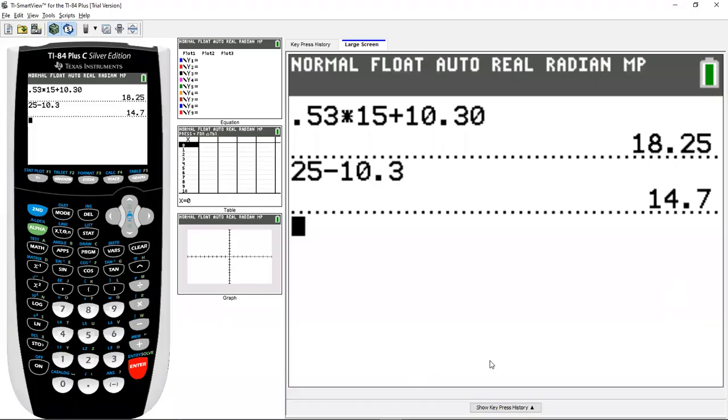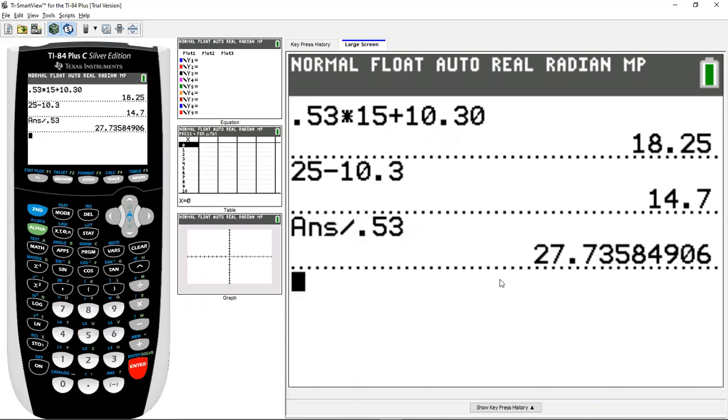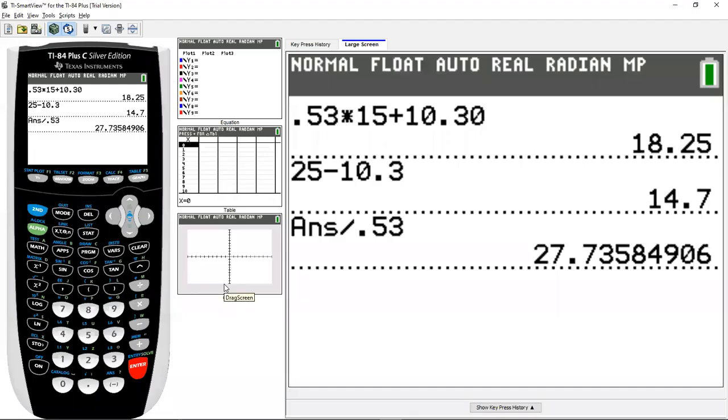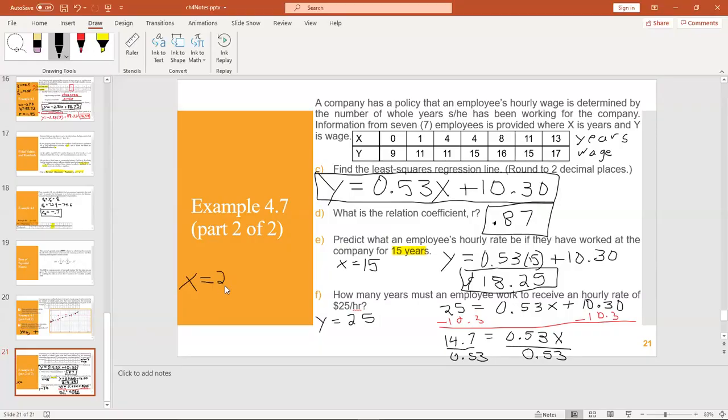14.7 divided by 0.53. What is that? That is 27.74 if you round it off. And they don't tell us how to round it off, so we'll just do 2 decimal places again. So that means x is 27.74 years. So really, for all intents and purposes, you'd have to work there like 28 years in order to get a wage that high. All right, there you go.